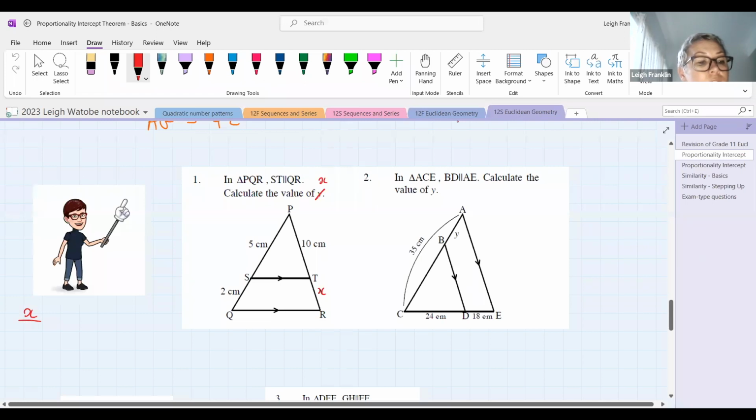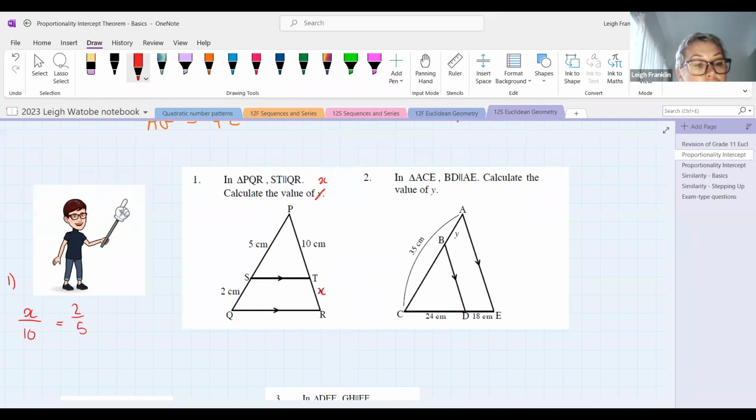So here's the answer to number 1. Okay, so statement, reason, cross multiply. So 5x is 20, so x is equal to 4. Very good. All right, let's have a look at what the others are saying. All right, so you're all saying that y is equal to 15.